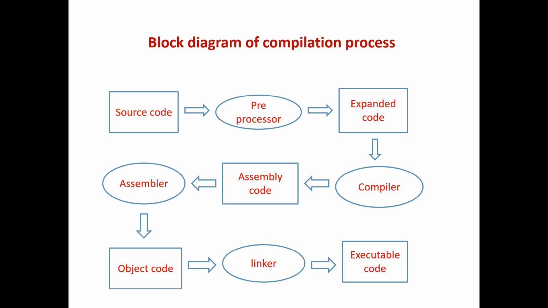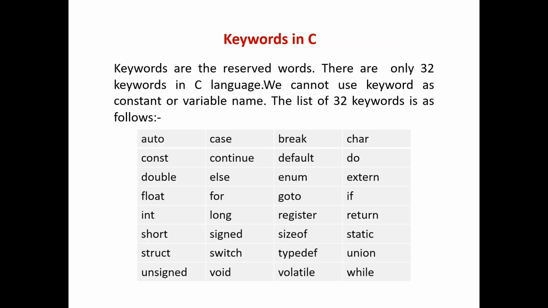The compilation process can be divided into 4 steps: pre-processing, compiling, assembling, and linking. The block diagram of the compilation process: first of all, source code, preprocessor, expanded code, compiler, assembly code, assembler, object code, linker, and executable file. Keywords in C. Keywords are reserved words. There are only 32 keywords in C language. We cannot use keywords as constant and variable names. The list of 32 keywords is as follows: auto, const, double, float, int, short, unsigned, etc.